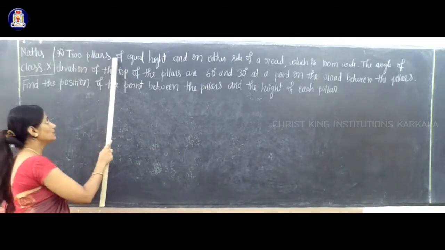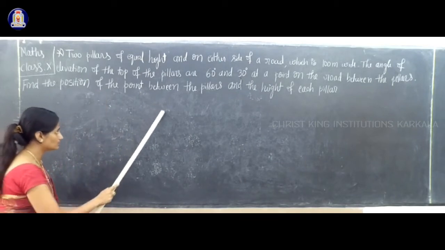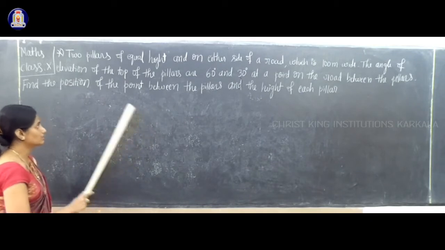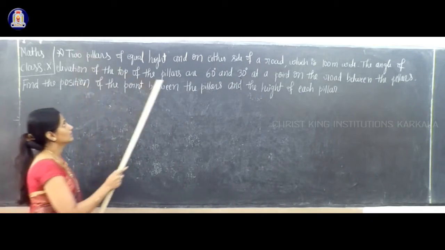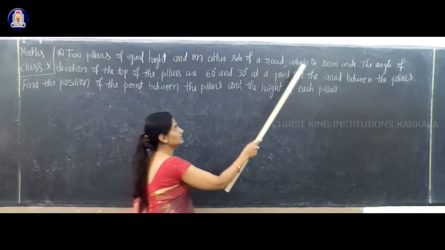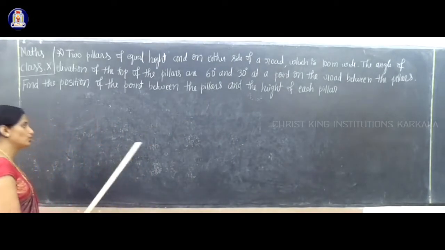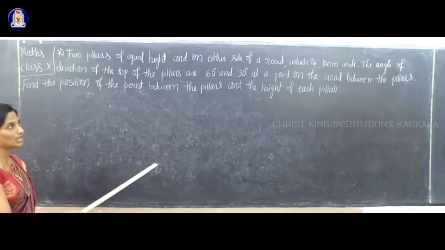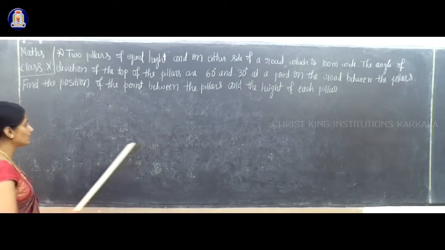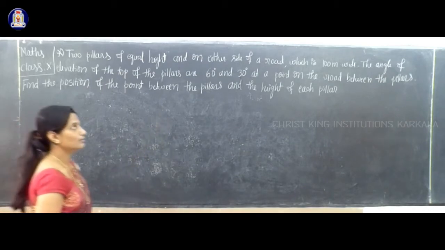So there are two pillars of equal height. Just imagine the figure. On either side of the road, which is 100 meter wide. So that means the distance between those two pillars is equal to how much here? 100 meter. And those two pillars are on either side of a road whose width is 100 meter.